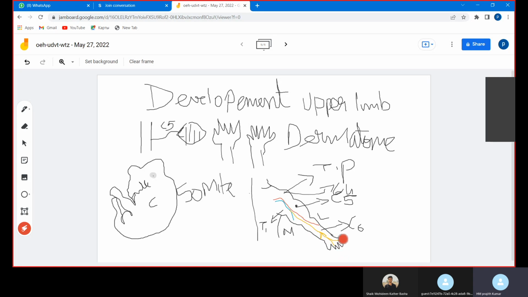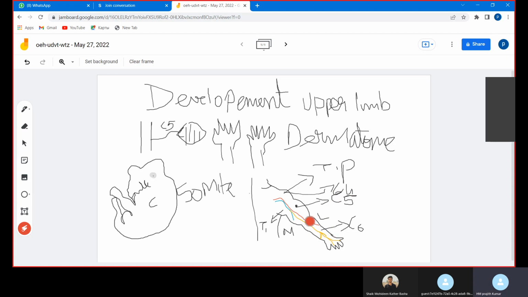These fingers are going to get supplied by the C7 dermatome. Then we have our little finger. This is the little finger, and we have our medial side here. These parts are going to get supplied by the C8 dermatome. And we have the medial part of our arm. This is the arm, the medial part of our arm. This medial part of our arm is going to get supplied by the T1 dermatome, whereas the lateral part of our arm is here, and this is going to get supplied by the C5 dermatome. As we see here, this area is supplied by the C5 dermatome.